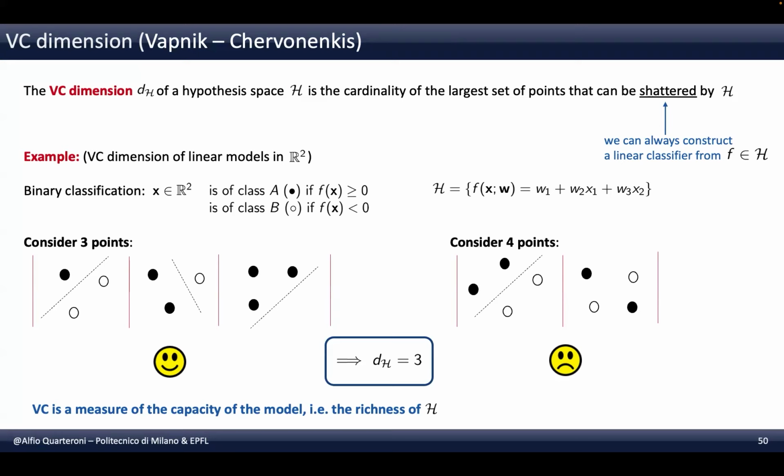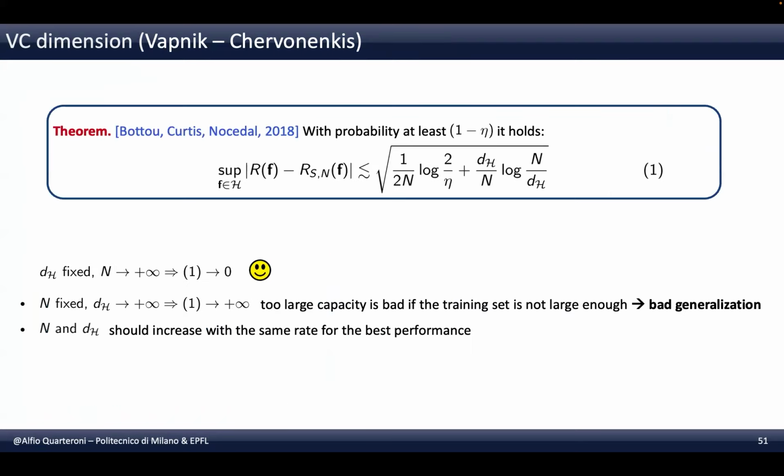But if you have 4 points instead of 3, a linear model is no longer enough. Here it is enough, here it is not enough. So you say that 3 is the capacity in this specific case. So it's a measure of the richness of the space H, basically. And then some of the available estimates depend on these 2 elements, the VC dimension of H.